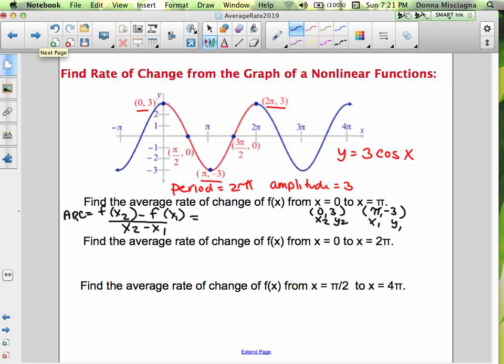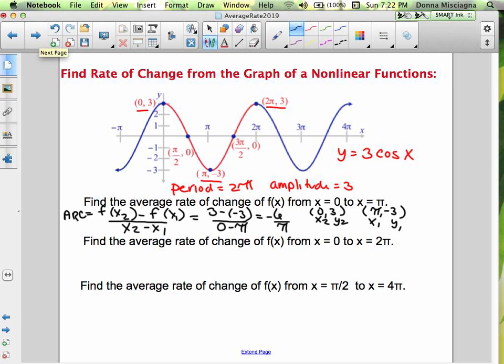Right, so we have now 3 minus a negative 3 over 0 minus pi. So 3 minus a negative 3 is 6. And 0 minus pi is negative pi. You can put the negative anywhere you like. I think I'll just put it in front. So the average rate of change is negative 6 over pi.